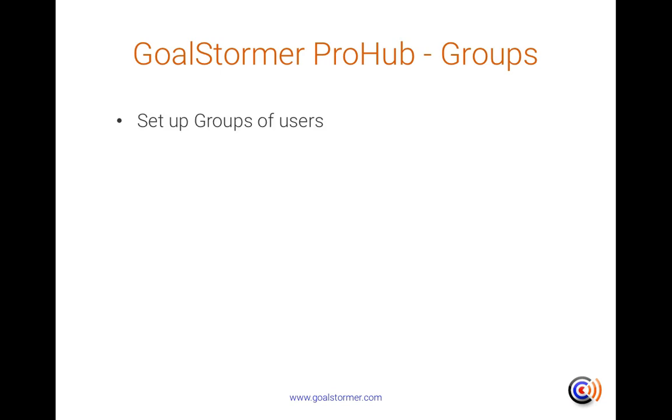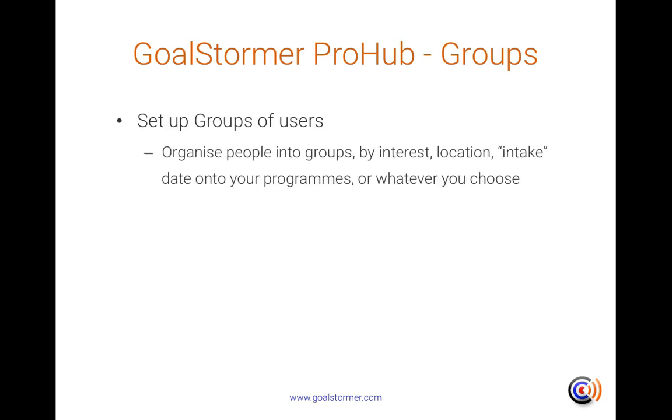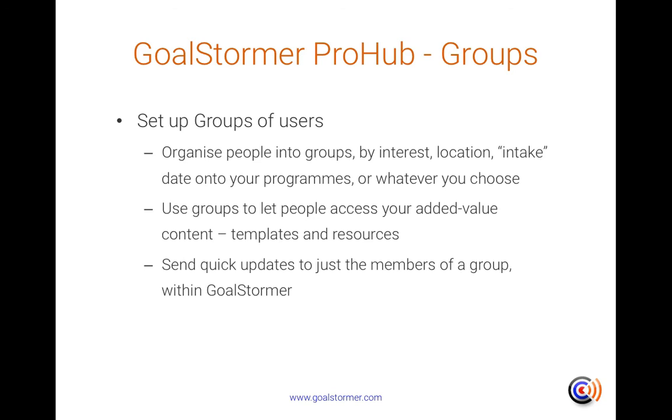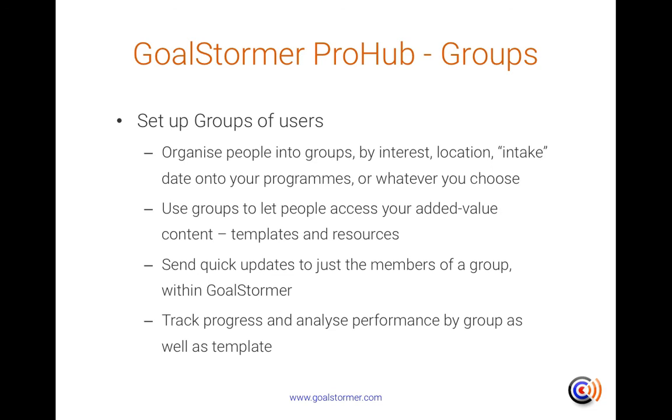GoalStormer Pro also gives you groups. You can set up groups of users organised by interest or location, whether that's geographical or their position in the company org chart. You can organise by intake if you run a regular program, or whatever you want to do. And you can use these groups to let people access your added value content, your templates and web resources. You can send quick updates to just the members of a group within GoalStormer to streamline your communications. And of course, you can track progress and analyse performance on a group by group basis.